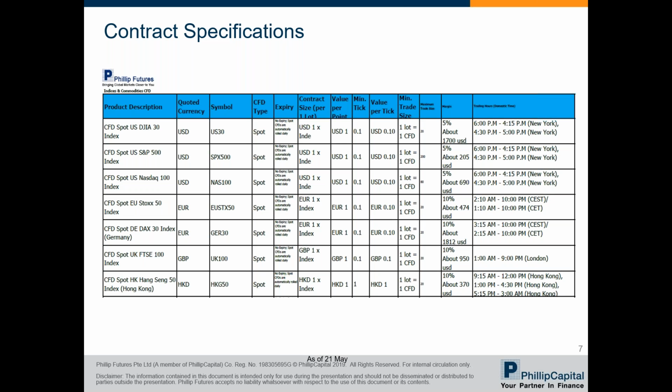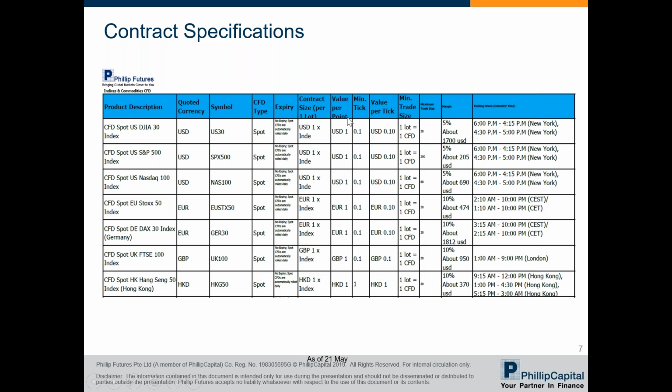Next, we'll look at the global indices CFDs that Phillip Futures offers now on MT5. Important things to know about the CFDs you're trading are, namely, first, contract size, second, minimum tick movement, the margin required, and trading hours. First up are the three US indices shown at the top of the table: Dow Jones, S&P, and Nasdaq. The contract sizes are all standardized as one lot, or one contract.